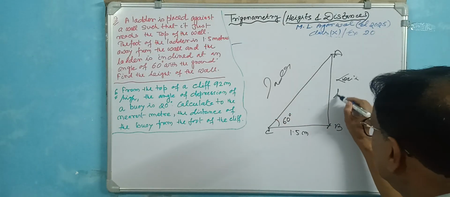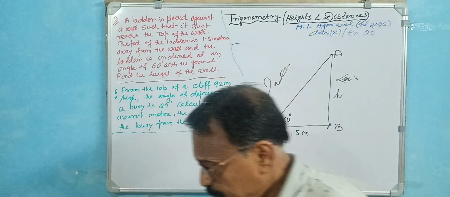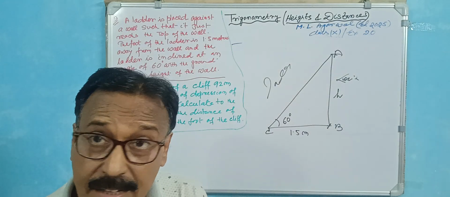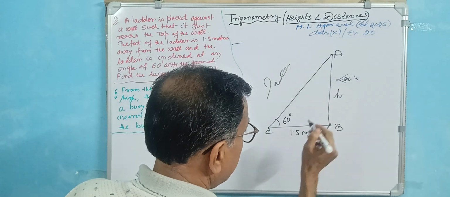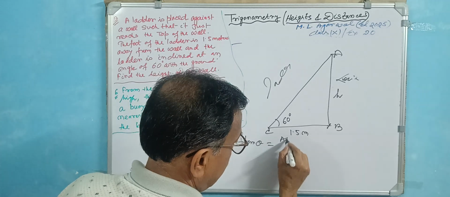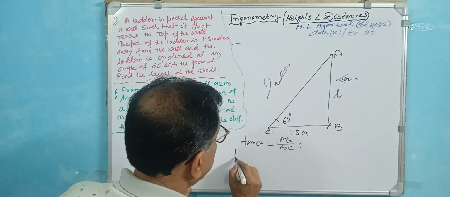That means if you take the height as h, which formula do you apply? Clear? So this is the perpendicular. This is the way: just apply tan theta. Tan theta is AB by BC. Here it is tan 60.